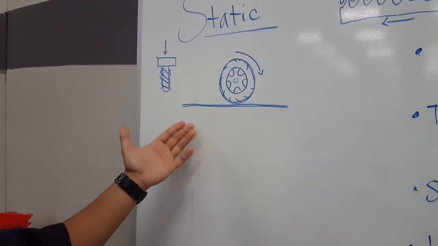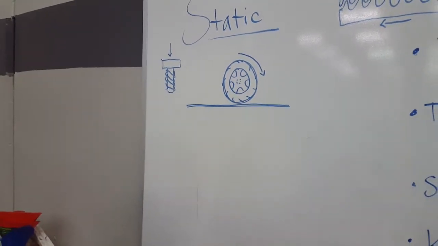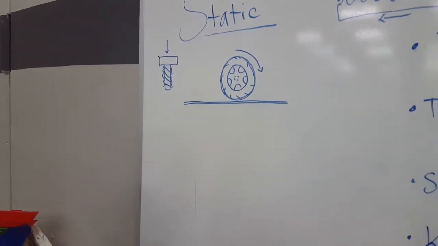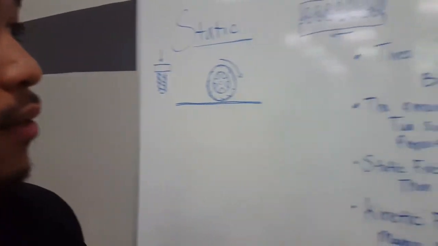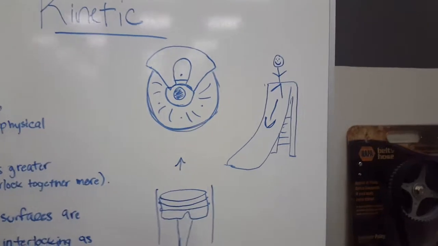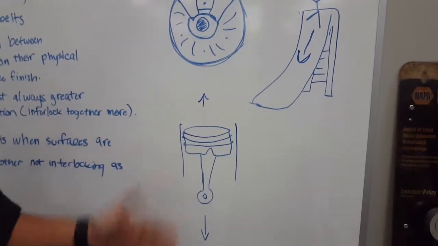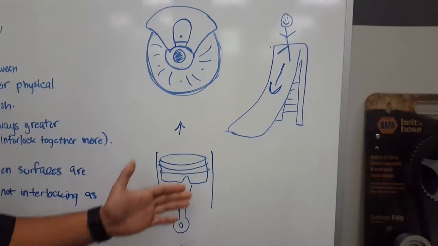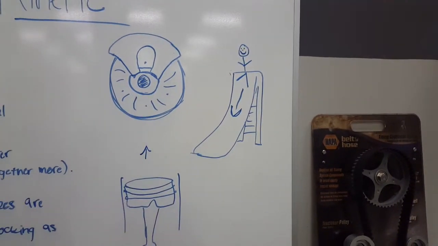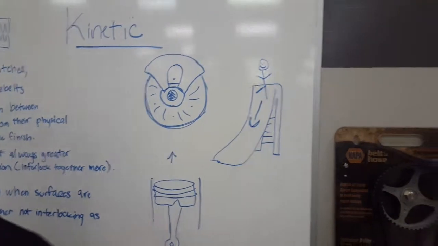If the tires meet ice on the road, like black ice, it'll end up being kinetic friction because it has no traction anymore. And other examples for kinetic friction, we've already explained the brake rotor and the brake pads, your piston sliding up and down inside of the bore, and someone sliding down the slide is another form of kinetic friction.